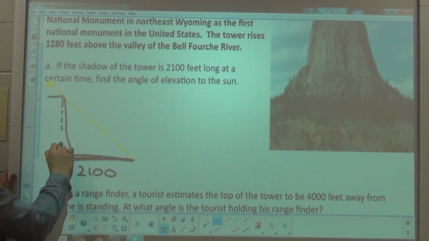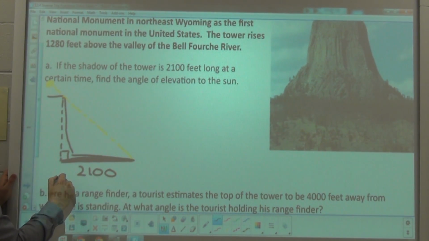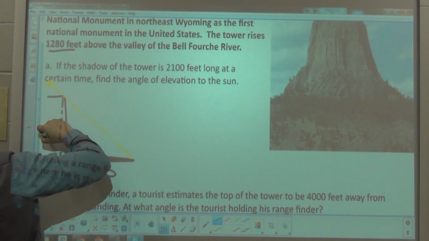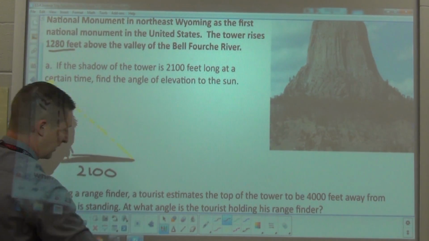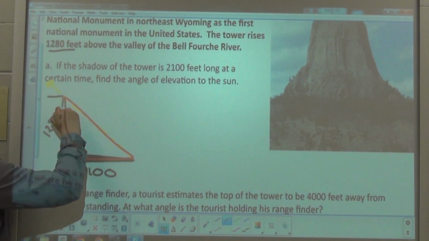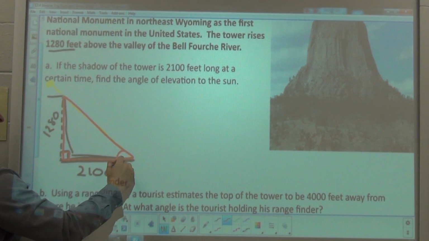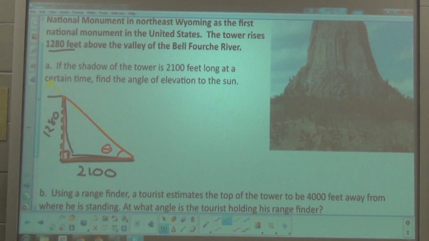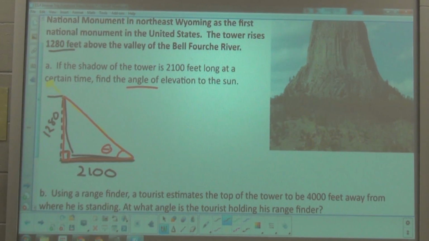I'm going to turn this into a right triangle here. The shadow is 2,100 feet long from the base, and Devil's Tower is 1,280 feet above the valley. So that means this side is 1,280 as I think about my right triangle. I'm asked to find the angle of elevation of the sun. Here would be my angle of elevation looking back up towards the sun. So let's think about when I'm trying to find an angle. That means I need to use inverse trig here.